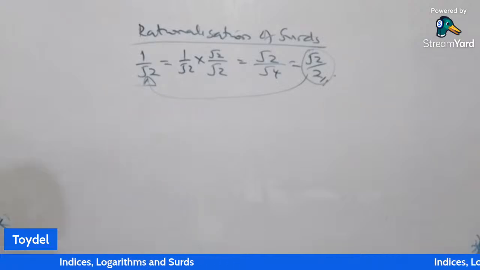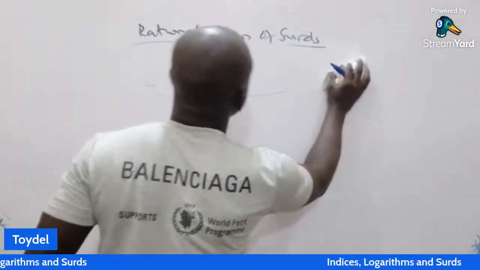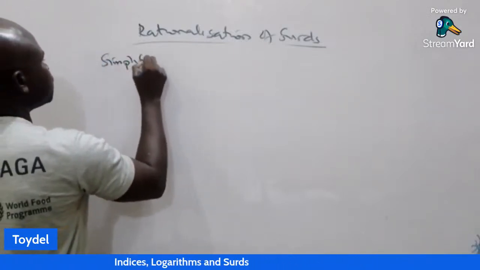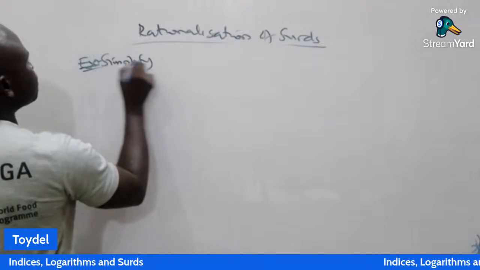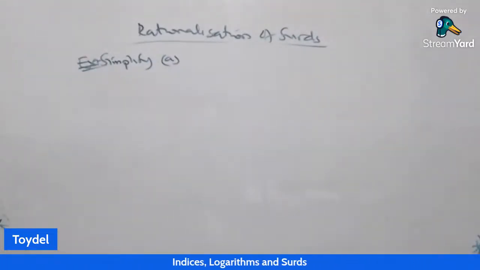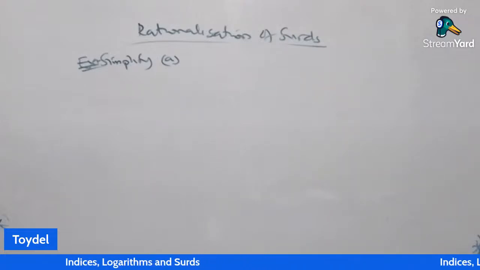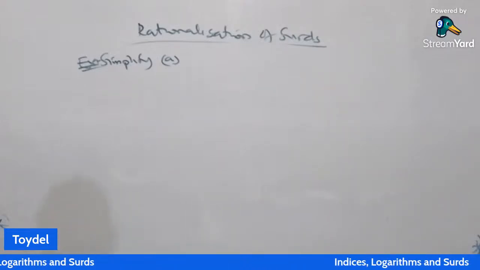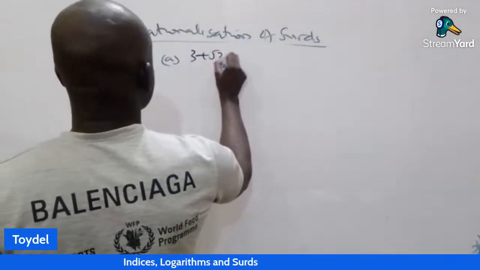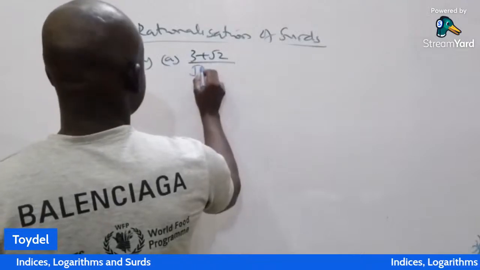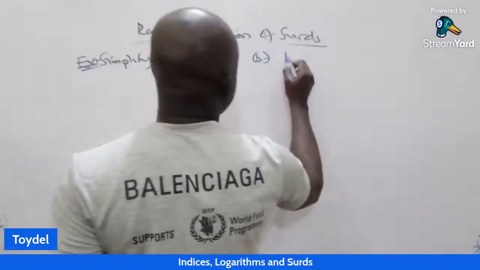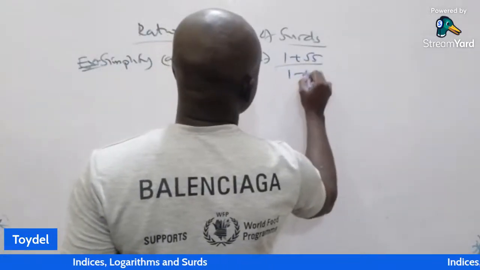But what if the denominator has addition or subtraction involved? Let's say, for example, simplify. I'm going to take just 2 examples on this, because if you want further information on surds, you can go to my YouTube channel. I have questions and videos on surds. The first is 3 plus root 2 all over square root of 5 plus square root of 3. The second is 1 plus root 5 all over 1 minus root 5.